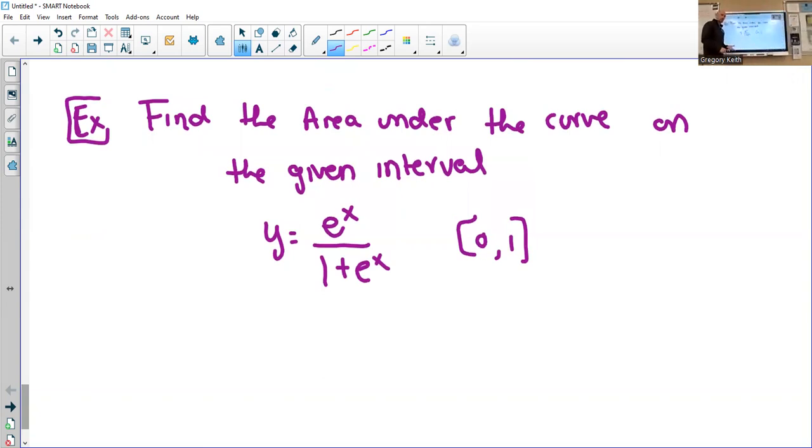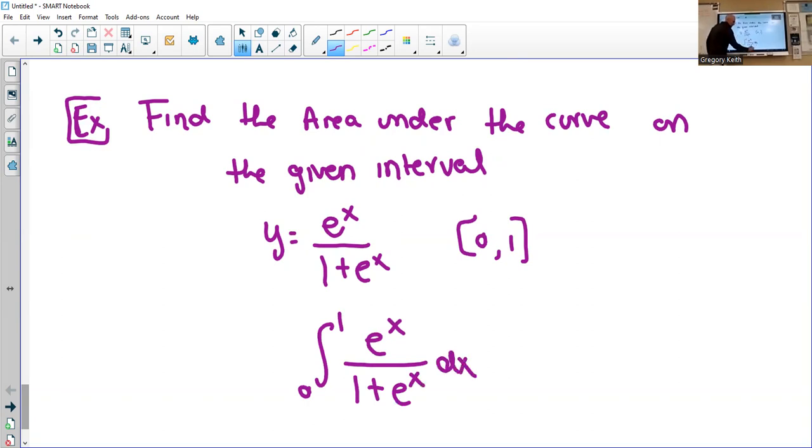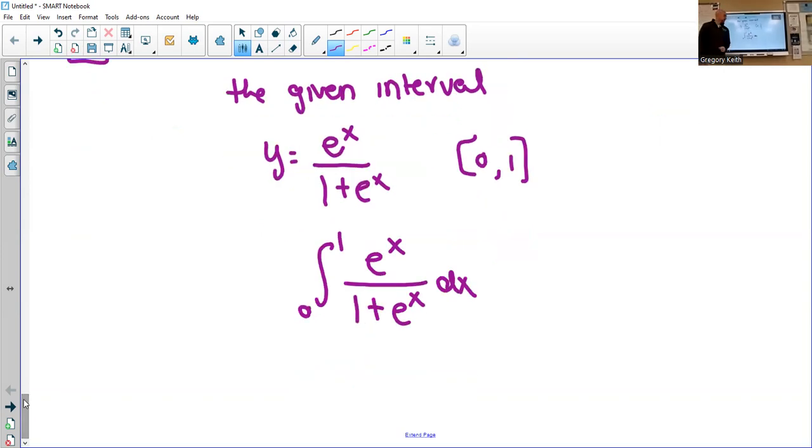And we saw this on our recent test. All we have to do is integrate this over the given interval. So we're going to set this integral up from 0 to 1, e to the x over 1 plus e to the x dx. There's our setup for this. Now we just got to know how to recognize how to integrate this. So what am I going to do to integrate it? Okay, what's our u going to be?